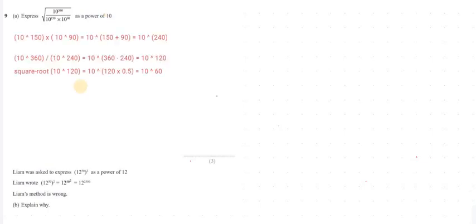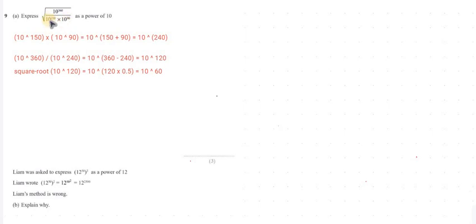Okay, question 9. Express the square root of 10 to the power of 360 over 10 to the power of 150 times 10 to the power of 90 as a power of 10. Now, if you just plug this into your calculator and get the answer, you get an answer mark, but you don't get method marks. So that's why you have to show a process. Now, we've got to break this down slowly. This is in two forms. We need to bunch this up.